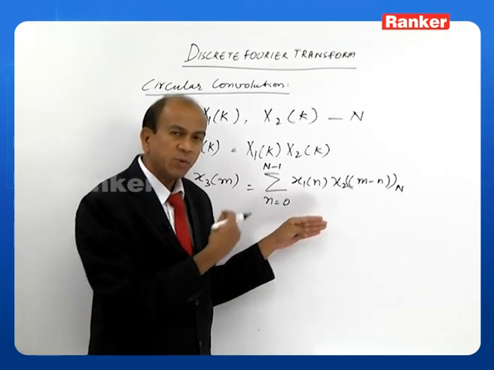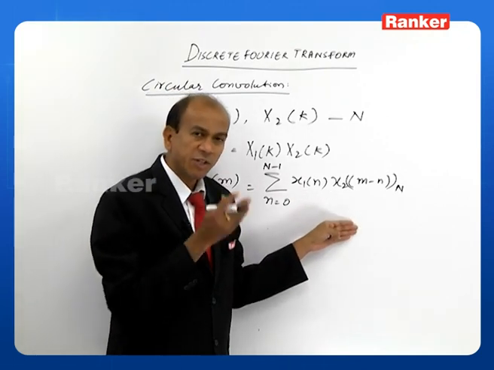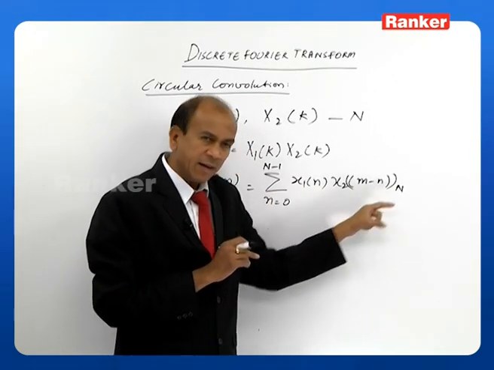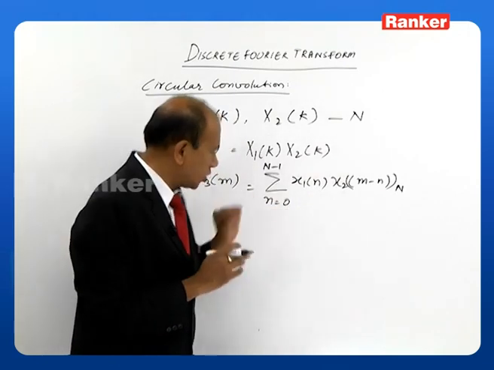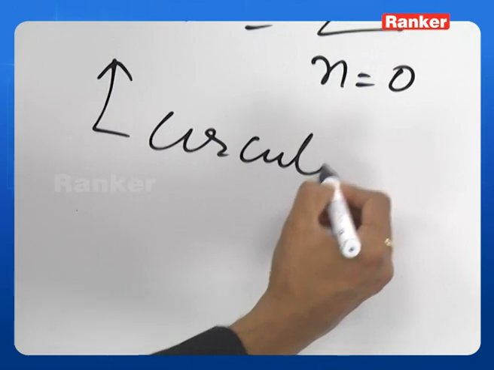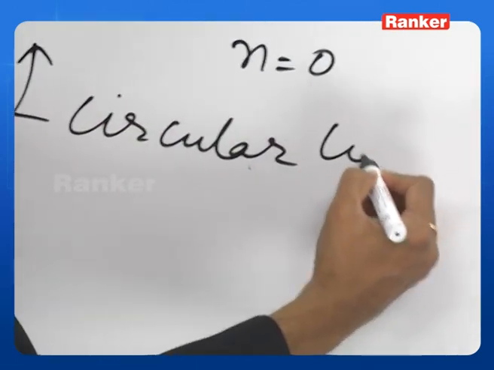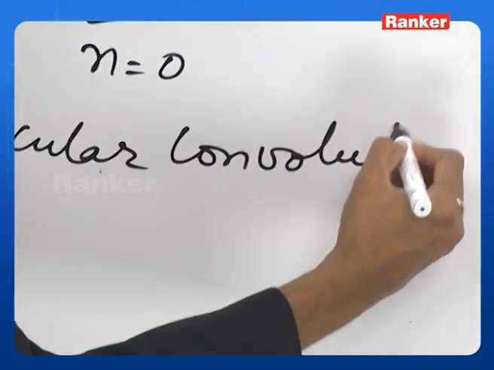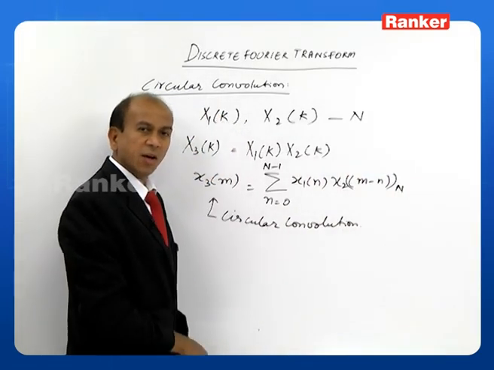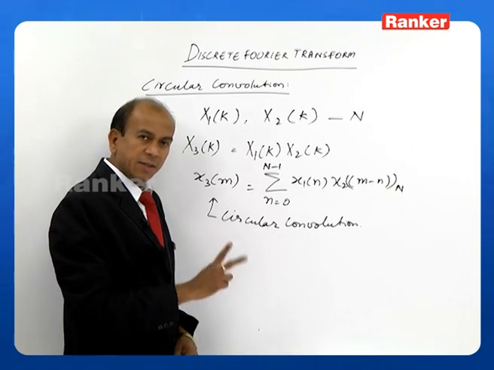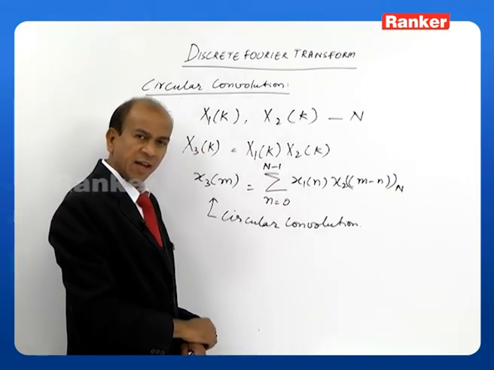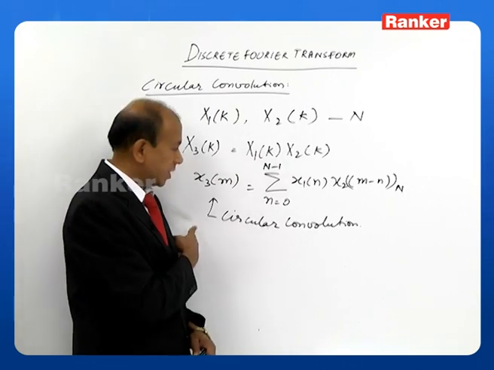Now, if I compare this with linear convolution, it is just shifting and adding, and then the product. But here there is a little extra: what I was doing is a modulus N here. So, we call this a circular convolution. In other words, circular convolution means the product of two sequences in DFT will result in a circular convolution.